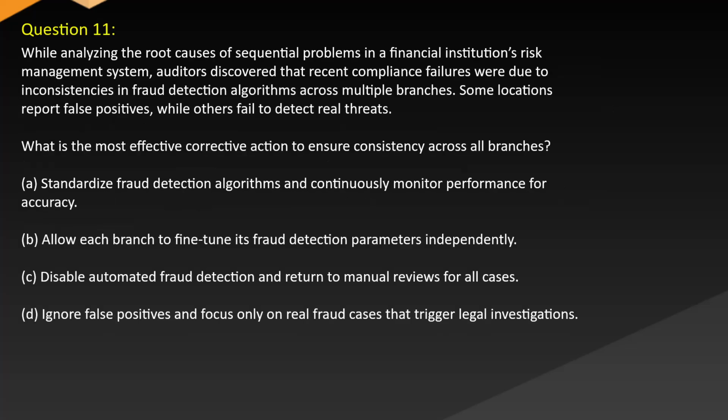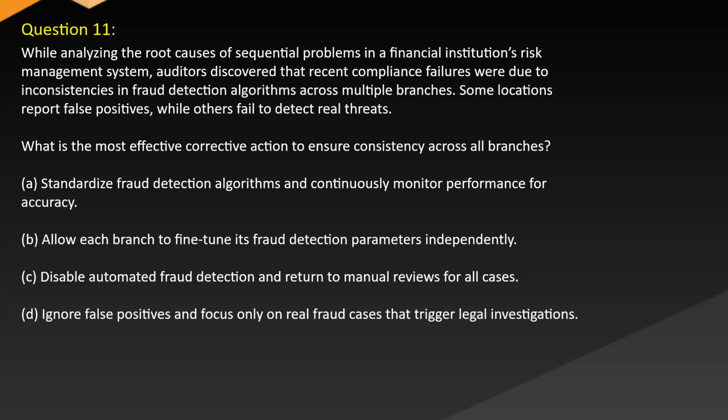Question 11. While analyzing the root causes of systemic problems in a financial institution's risk management system, auditors discovered that recent compliance failures were due to inconsistencies in fraud detection algorithms across multiple branches. Some locations report false positives, while others fail to detect real threats. What is the most effective corrective action to ensure consistency across all branches?